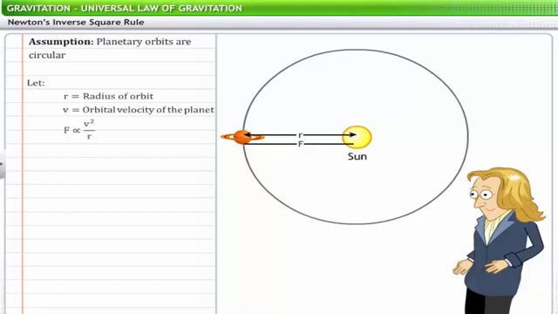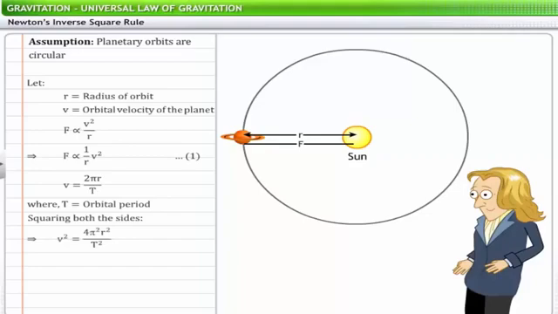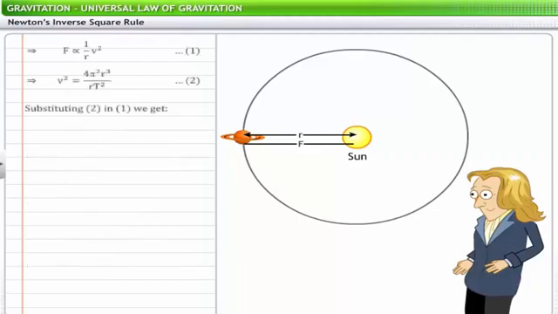F proportional to v squared divided by r. Let's call this equation 1. The orbital velocity of the planet v is equal to 2 pi r divided by T, where T is the orbital period of the planet. Squaring both the sides and simplifying, we get equation 2: v square is equal to 4 pi square r square divided by T square. Substituting equation 2 in equation 1 and simplifying, we get equation 3.